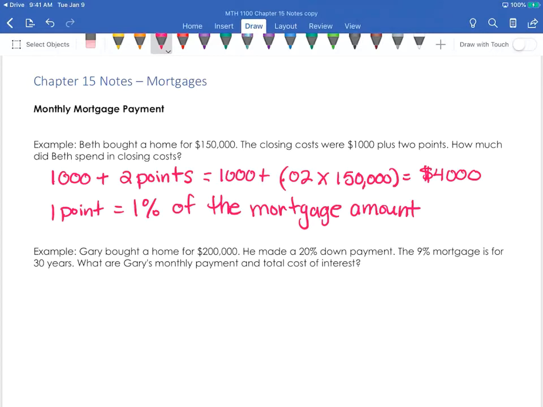So just remember that each point represents 1% of the mortgage amount. So if it said the closing cost was 3 points, you would find 3% of the amount of the mortgage.